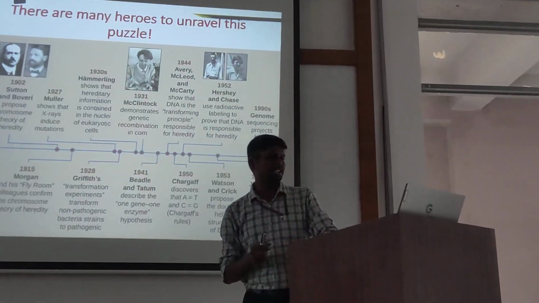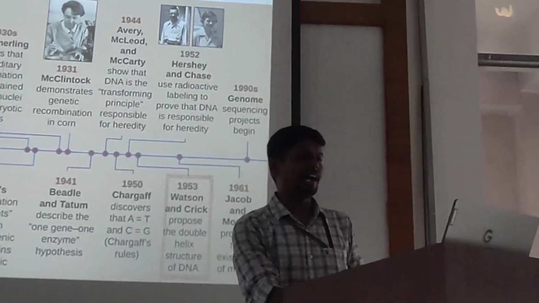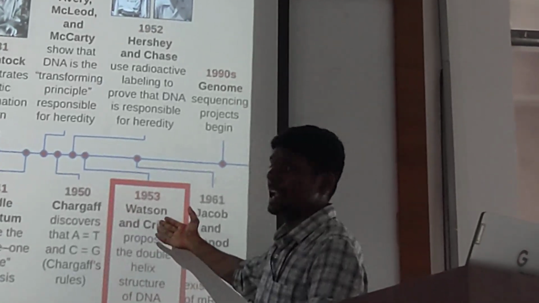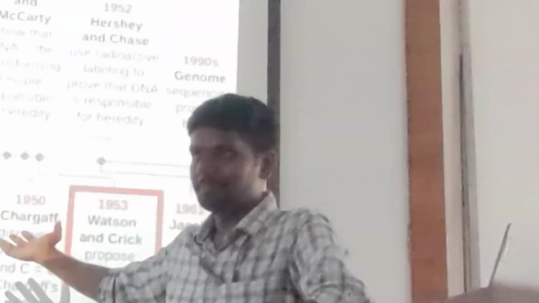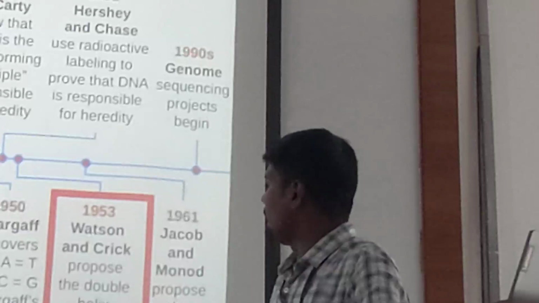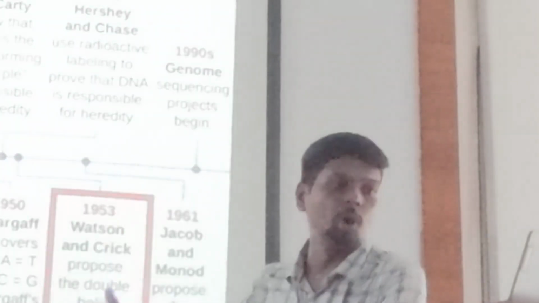Then came very interesting guys. They are, yes, Watson and Crick in the history. Watson and Crick proposed the double helix structure of DNA and they became overnight celebrities. This is the story, right? So when I ask who discovered DNA, we all will say this one. So these two are graduates, or these two are classmates just like you.